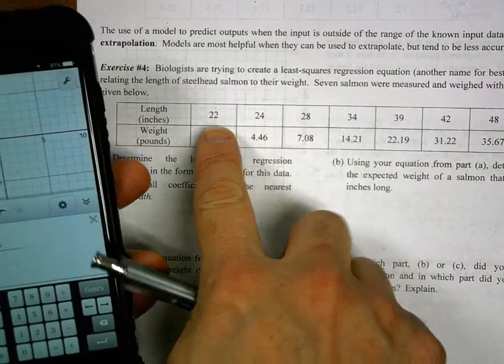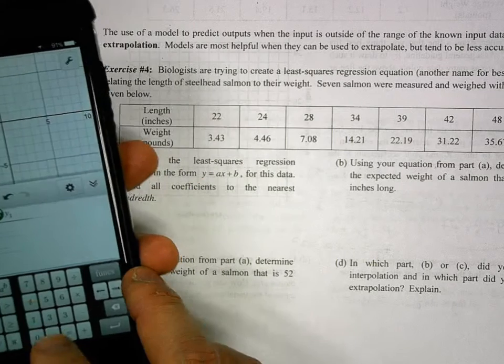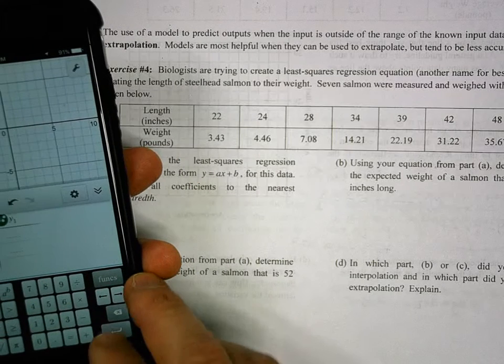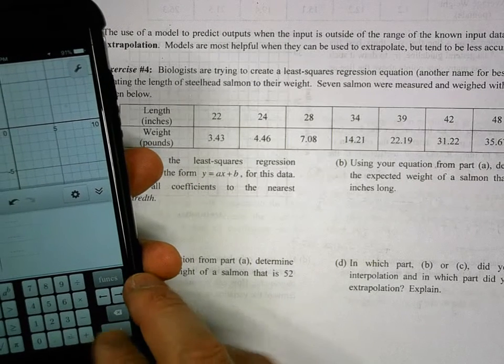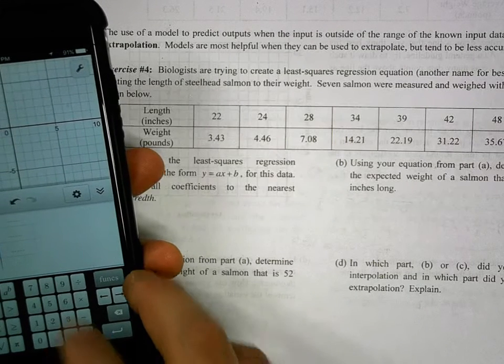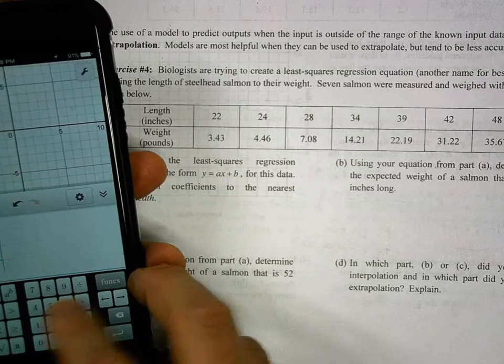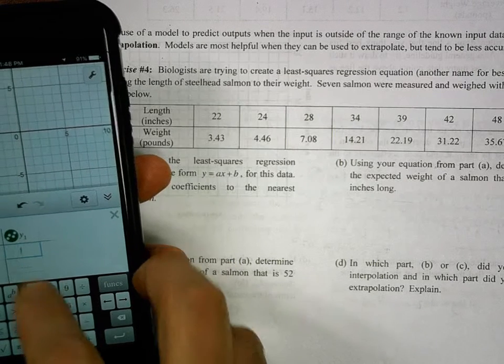So the X ones, so 22. So put all those in there. 24, 28, 34, 39, 42, 48. Okay, then type in the Y values.